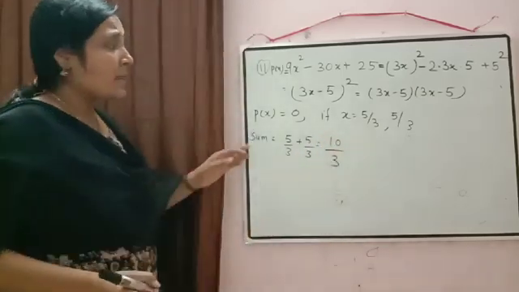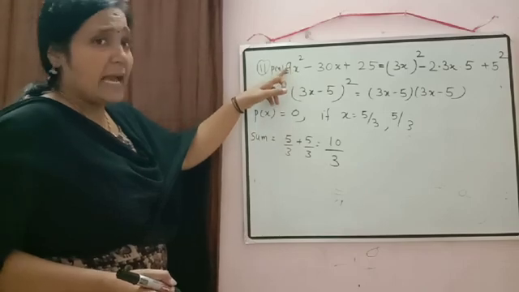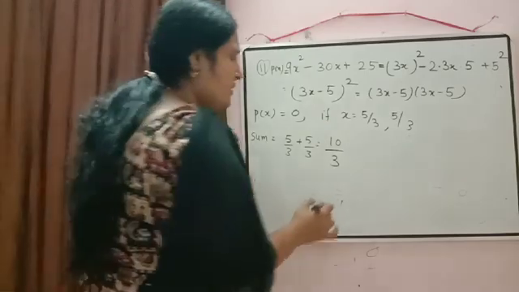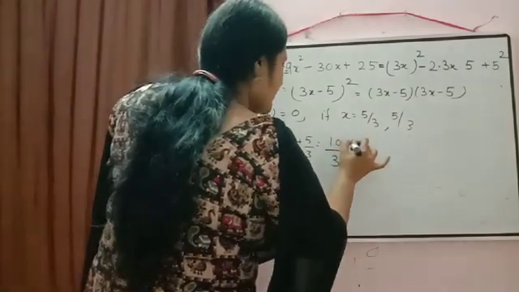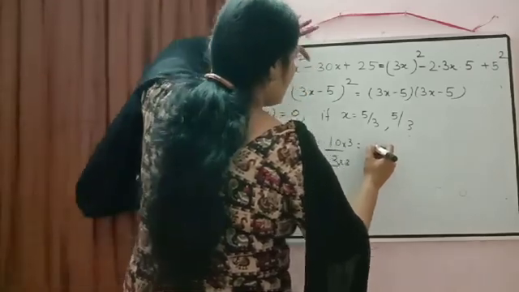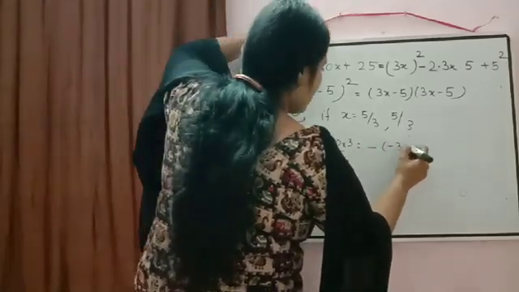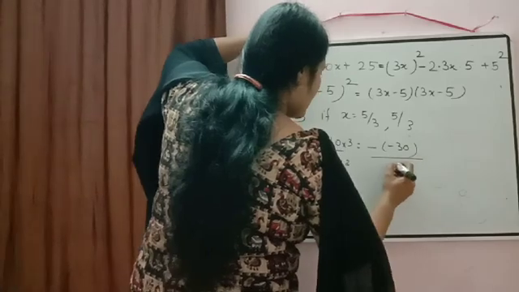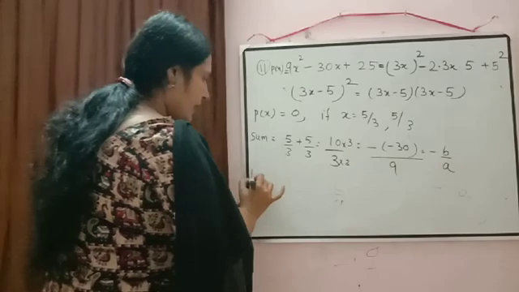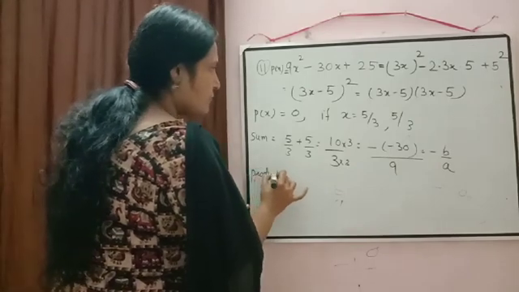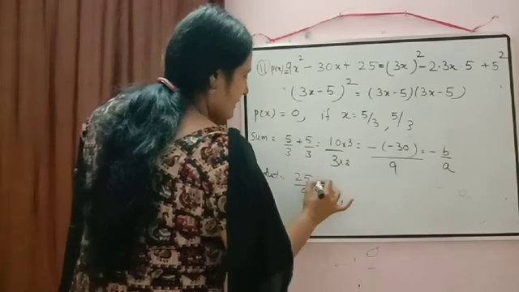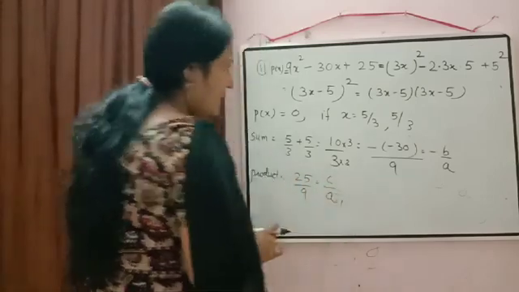But check here. Our value of a is 9. So we have to make the denominator equal to 9. Then what will we do? Yes, we will multiply both numerator and denominator by 3. Then we will get here 30. But here we need minus 30. So it can be written as minus of minus 30 by 9, which is equal to minus b by a. Now the product is equal to, multiply 5 into 5, 25 by 9, which is equal to c by a.